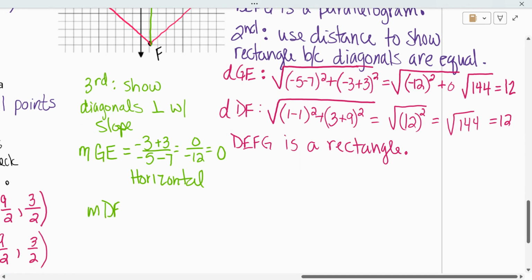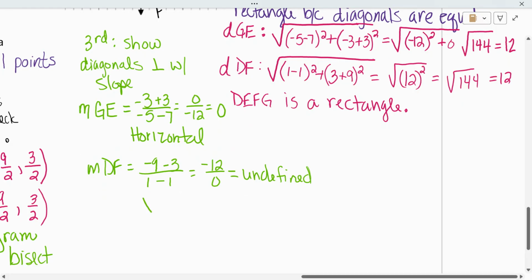Let's find the slope of DF. The slope of DF. Okay, well, negative 9 minus 3 over 1 minus 1. Well, negative 9 minus 3 is negative 12, and 1 minus 1 is 0. Anytime we divide by 0, that means that our slope is undefined. We don't divide by 0. And what kind of lines have undefined slope? A vertical line.